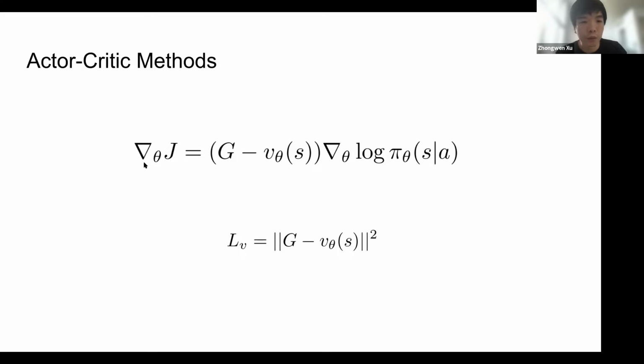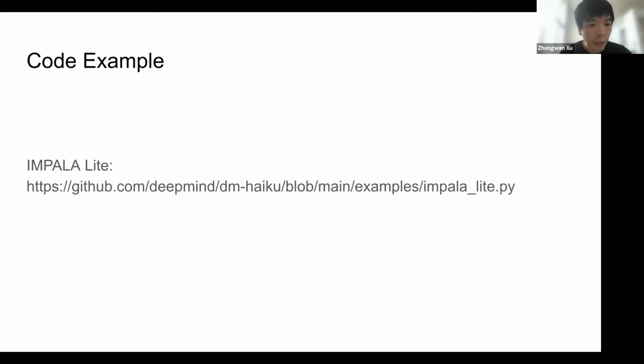So there are two important items in the actor-critic methods. First one is to use this weighted form of the log gradient, the gradient of the log policy, to update your policy parameters. The other one is to update your value function with the square loss between the return and the value function. For this one, we also provide some code example, but we won't go through it for now.